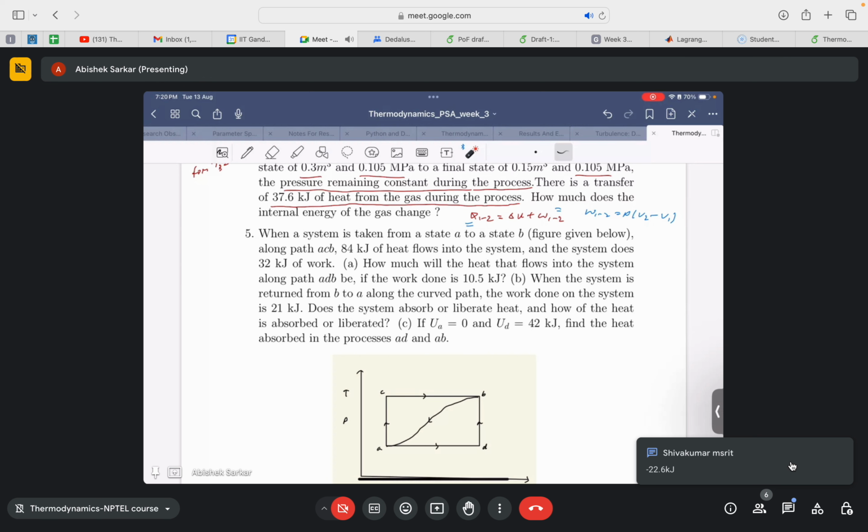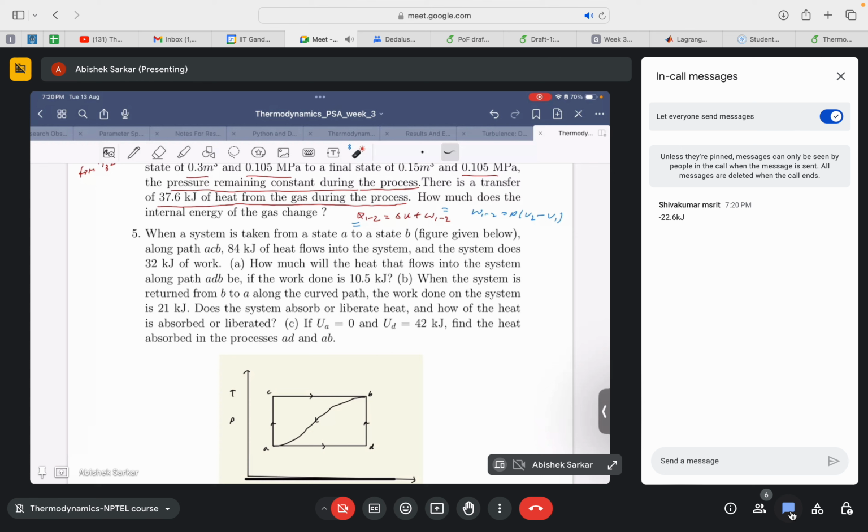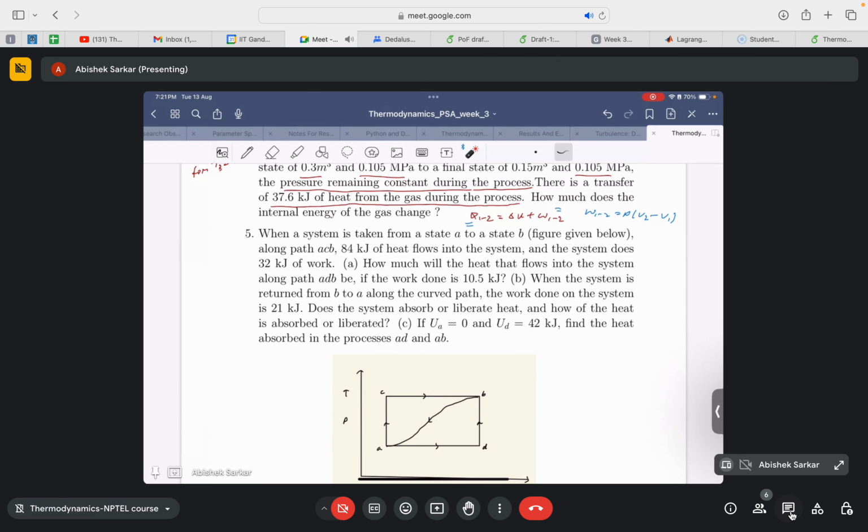Exactly, it's really close. So thank you so much. At least you tried, and it's really close. So it is correct. Yeah, it's correct. Minus 22.6, and the sign is also correct. So basically it tells us that the internal energy of the system decreases, right? So thank you so much, Shiva Kumar. I hope I'm pronouncing it correctly. Thank you so much. Okay. So yeah, you do exactly as I mentioned.